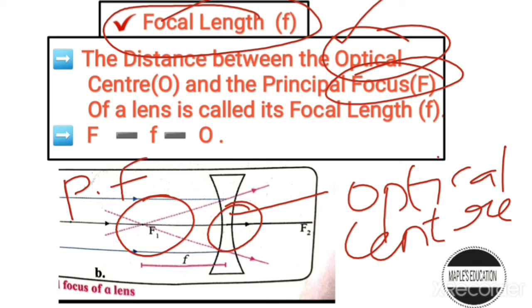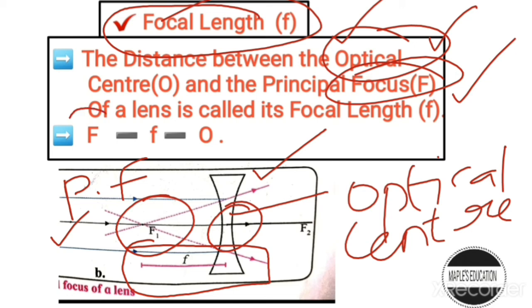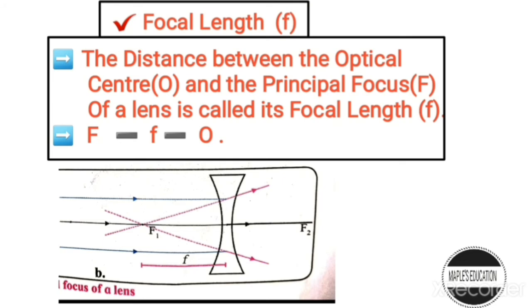Now, the distance between my optical center and my principal focus that you all can see is nothing but my focal length. So in short, focal length is the distance between the optical center and the principal focus. You can write it something like that. So this is your optical center and this is your principal focus. This is the small f, that is your focal length.